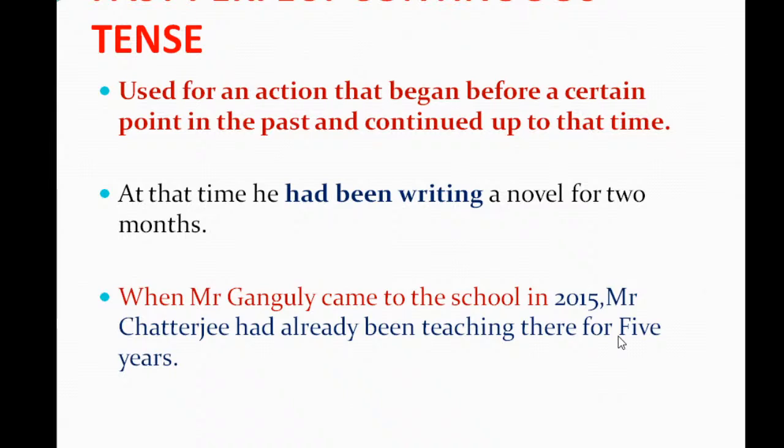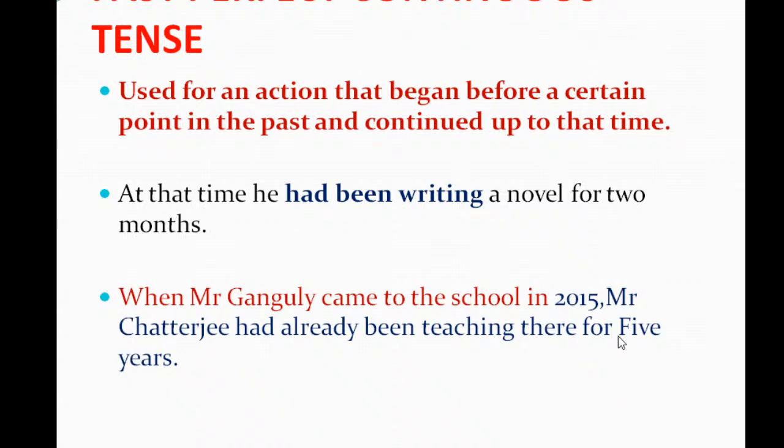तो वो समझाने के लिए हम लोग क्या बोल रहे हैं? When Mr. Ganguly came to the school in 2015. So Mr. Ganguly came to the school in 2015 is simple past. Mr. Chatterjee had already been teaching. Had been teaching. So had भी है, been भी है, ing form of the verb भी है. So it is had रहने के लिए perfect और ing रहने के लिए continuous. So Mr. Chatterjee had been teaching there for 5 years. So had been teaching, ये जो तरीका है बोलने का, this is called past perfect continuous.